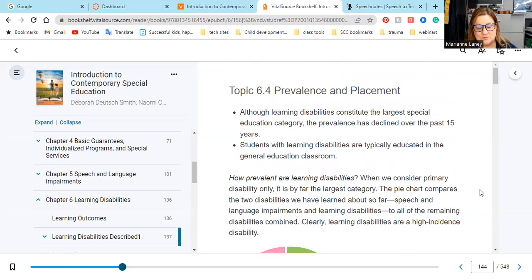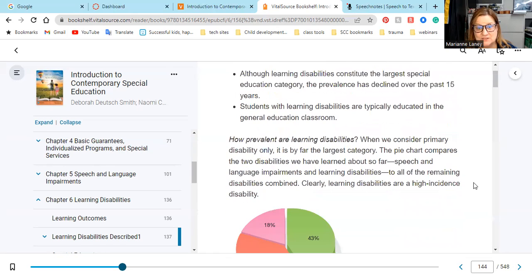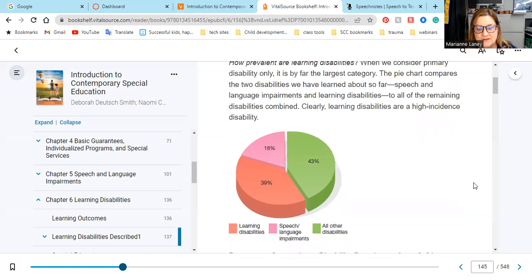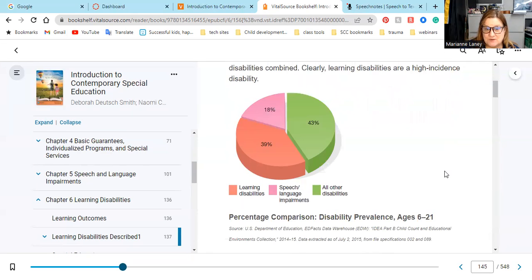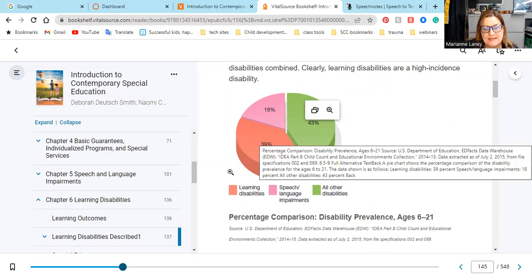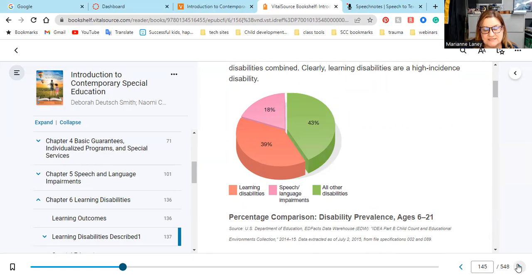And so because LD is so different in every single child, it can be a little nebulous. So again, here's prevalence. LD is the biggest one. And remember he said chapter 5, speech and language, 18%. Then all the other disabilities combined is 43. Whew. So LD is the biggest one. But remember, there's a lot of overlap here where a lot of the kids with LD may have speech and language issues as well, but their biggest issue is in LD. And so that's where it's categorized.